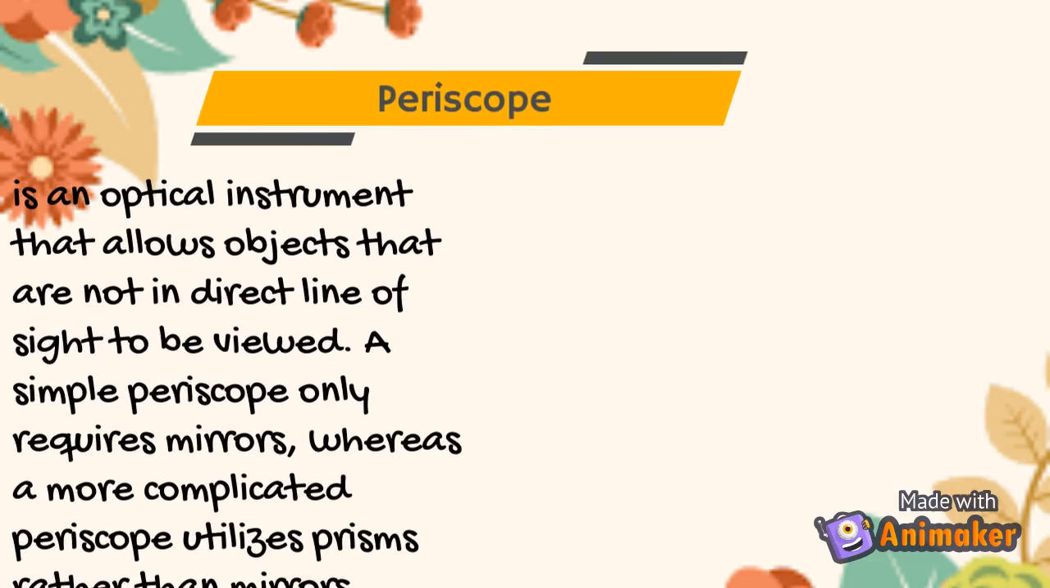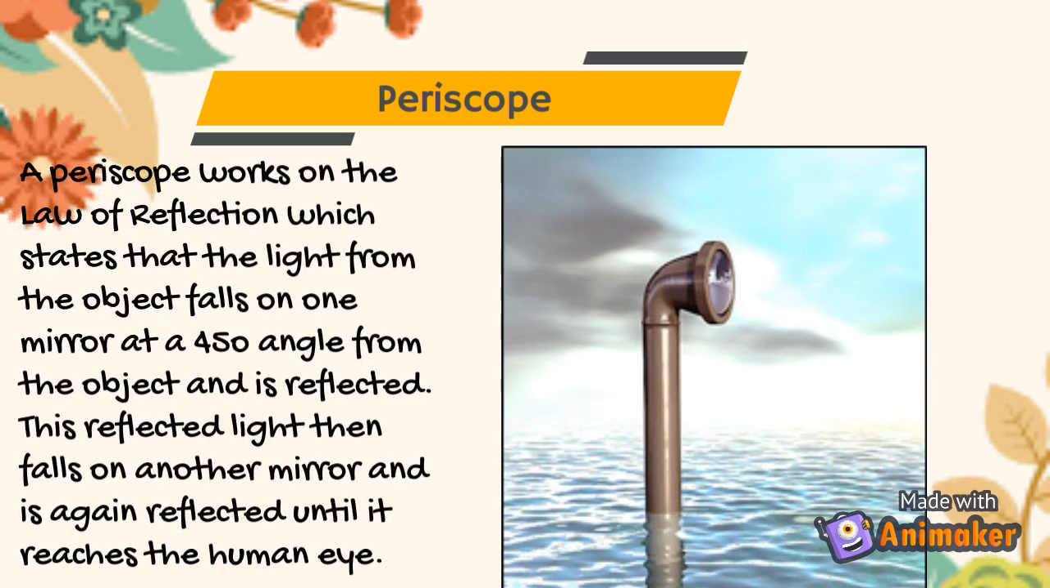Next, we have a periscope. It is an optical instrument that allows objects that are not in direct line of sight to be viewed. A simple periscope only requires mirrors, whereas a more complicated periscope utilizes prisms rather than mirrors. A periscope works on the law of reflection, which states that the light from the object falls on one mirror at a 45 degrees angle from the object and is reflected. This reflected light then falls on another mirror and is again reflected until it reaches the human eye.